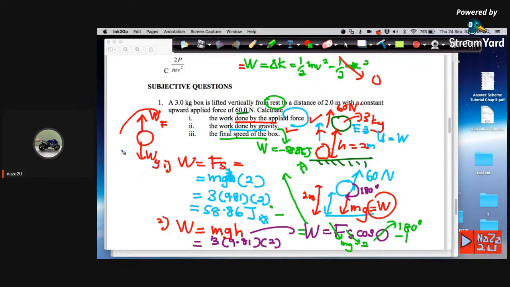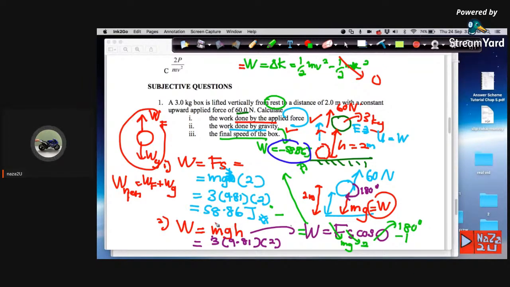So kita kena cari net work. Okay, net work done merujuk kepada net kerja bersih. Net is equal to WF plus WG. Cuma WG tu kamu akan ada nilai negatif. So kat sini maksudnya apa dia? Maksudnya kat sini negatif.